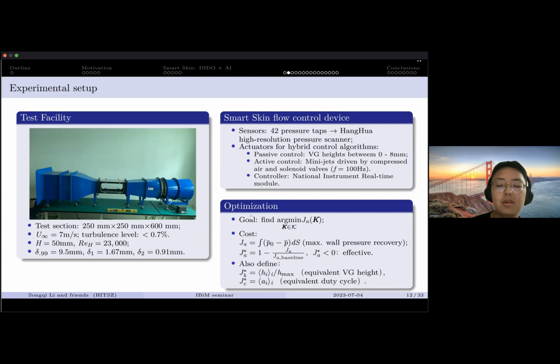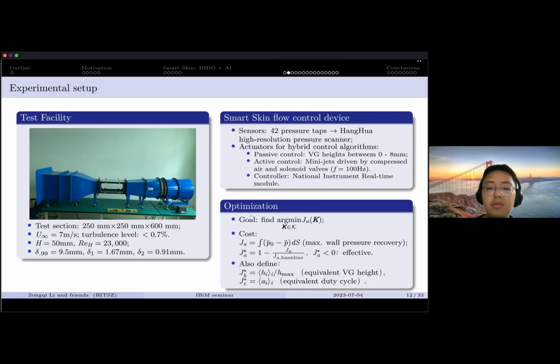And for the closed loop control, we maintain a feedback frequency of 100 hertz. And as I said before, to guarantee a precisely timed loop, we use a real-time module from National Instruments to maintain a very precise feedback frequency. Okay, and mathematically, this turns into optimization problems.